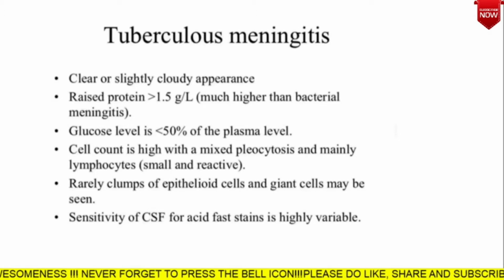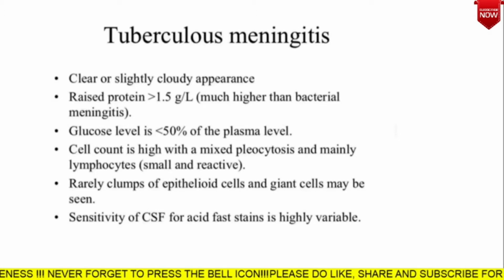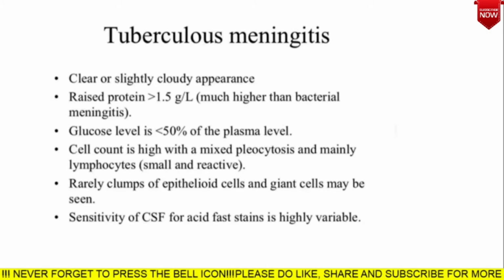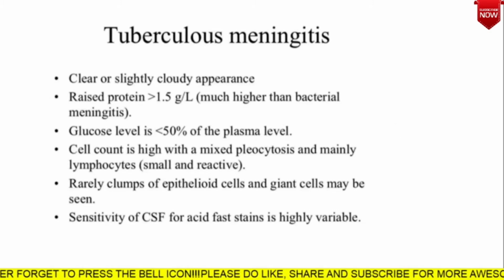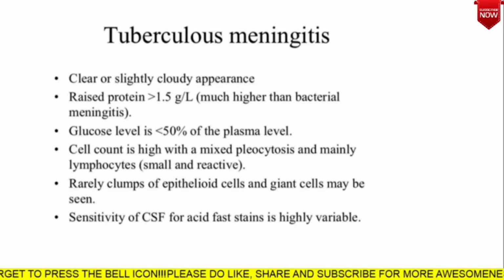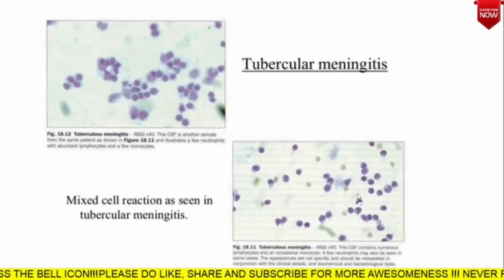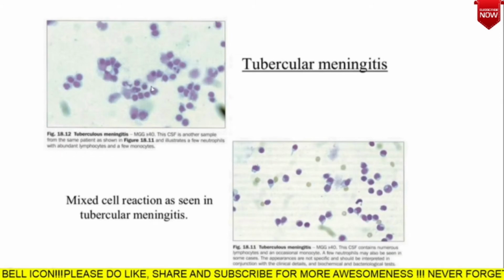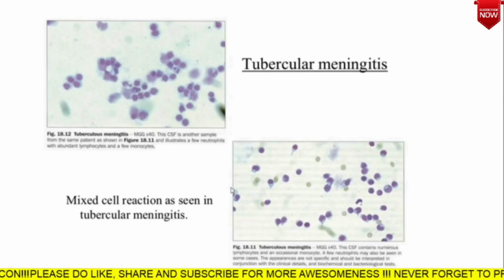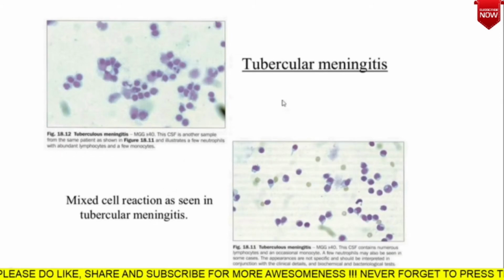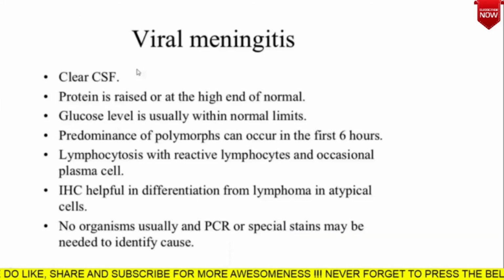Now coming to tubercular meningitis, it is a clear or slightly cloudy appearance with raised protein levels, reduced glucose levels, and a cell count which is usually a mixed pleocytosis, mainly lymphocytes. And coming to this, you will find these lymphocytes, and it could be a mixed cell reaction as well in the CSF.